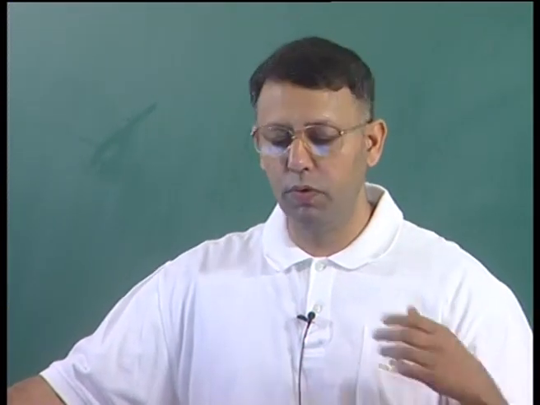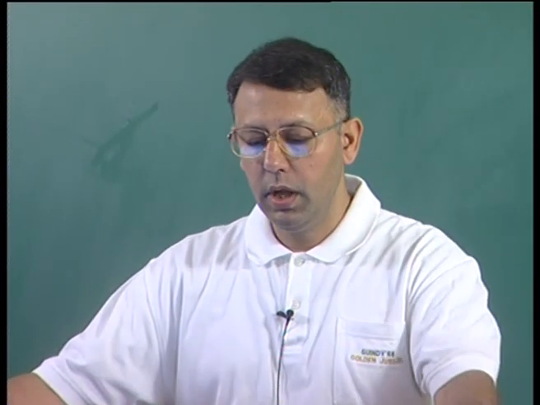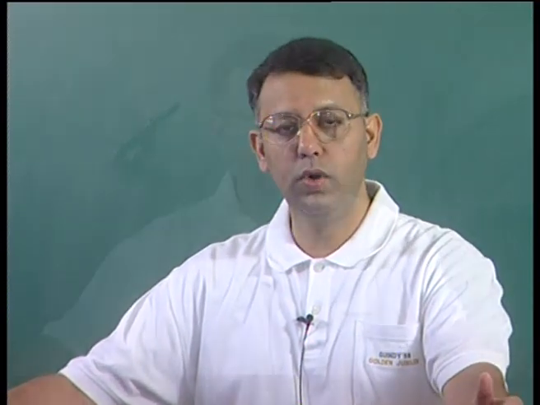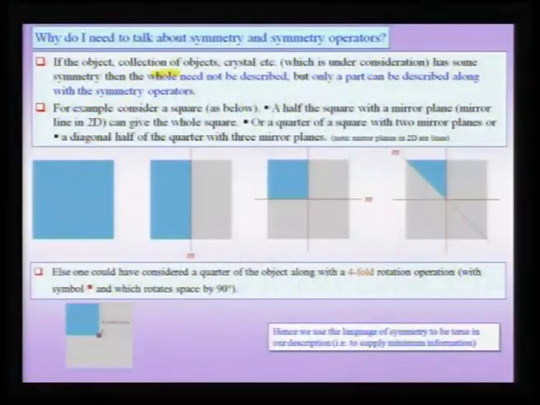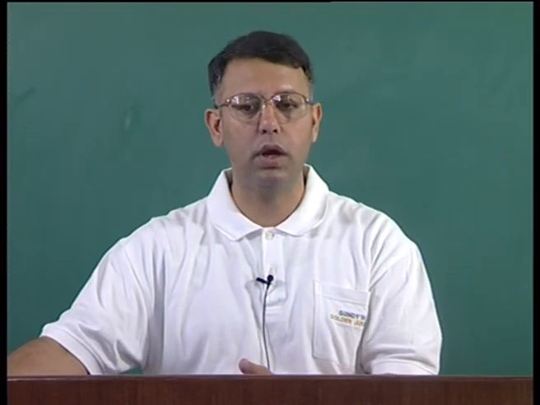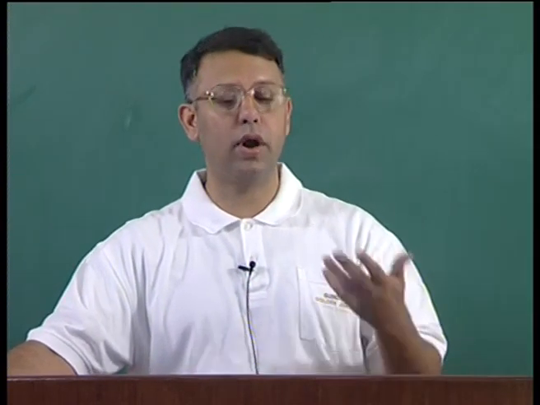Of course, we can ask more formally why I need to talk about symmetry and symmetry operators. If an object, for instance a crystal, or it could be another general object under consideration, has some symmetry, then we need not go ahead and describe the whole of the object. We can just describe a part of the object in conjunction with the symmetry operators, and I will get the whole object. In other words, I am conserving my information or conserving my labor in describing only part of the object in conjunction with the symmetry that the object has. Therefore, I will get an entire object without having to prescribe a lot of information.